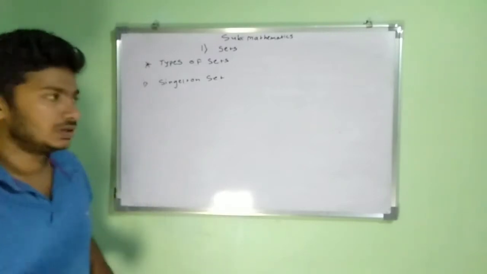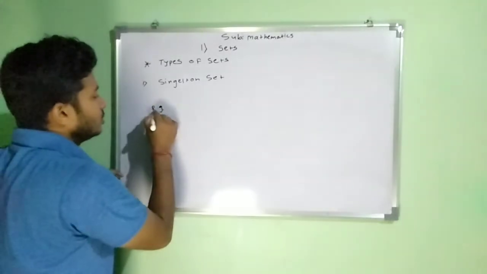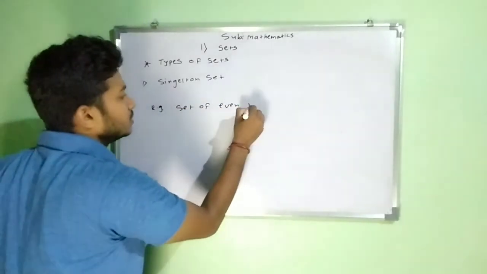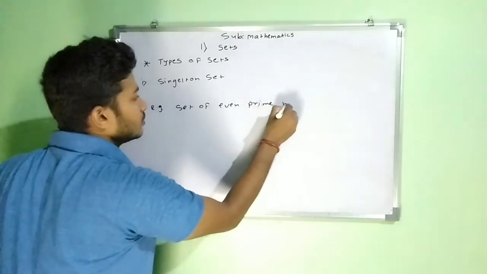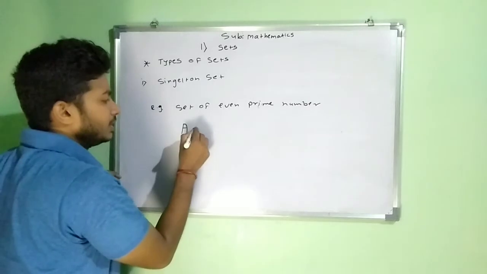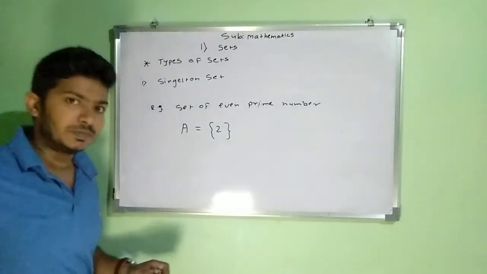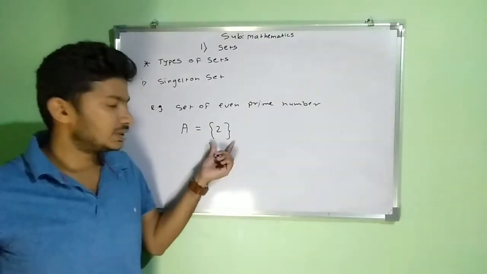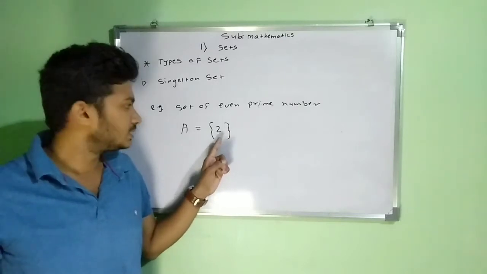We will see an example. For example, the set of even prime numbers. We will denote that set by A, which is equal to {2}. So 2 is the only even prime number. So the set will be A = {2}. That set is called a singleton set because we have only one element. So that set is a singleton set.